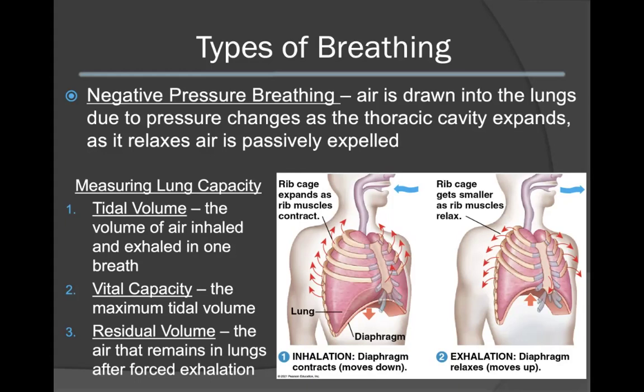Lung capacity can be measured in 3 main ways: by examining tidal volume, vital capacity, and residual volume. Tidal volume reflects the volume of air that is inhaled and exhaled in one breath. Vital capacity reflects the maximum tidal volume, and residual volume refers to the volume of air that remains in the lungs after a forced exhalation.